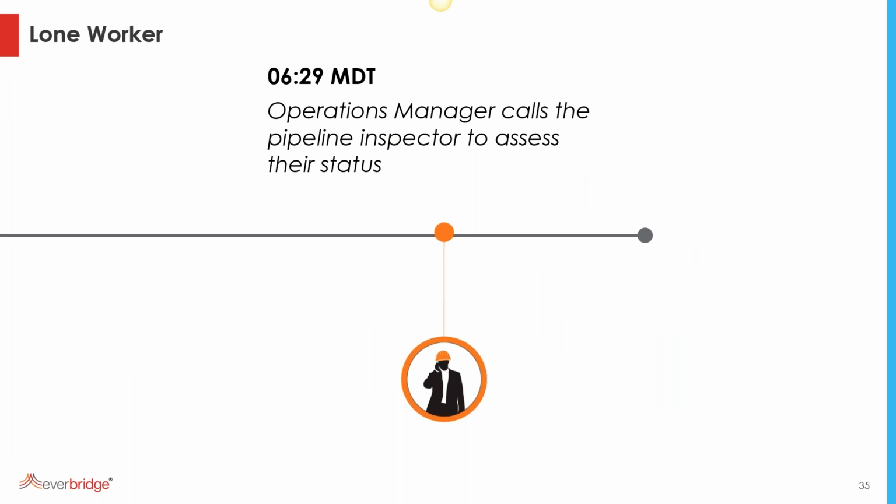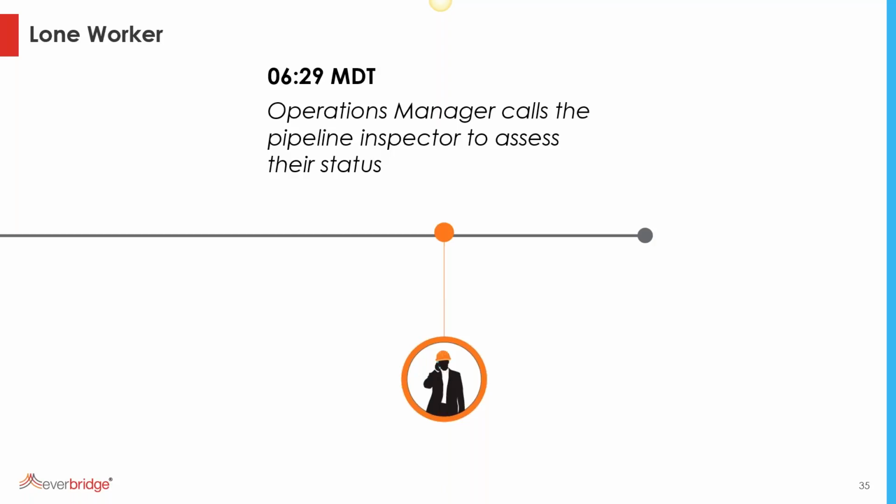Once the operations manager has received the SOS call, they can quickly call the inspector to assess their status, make sure that they're safe, find out what's going on. Did the inspector just forget their phone in the truck, or did something really bad happen and they actually need help? So this is a great indicator to quickly communicate back to that inspector and understand what's going on with them.